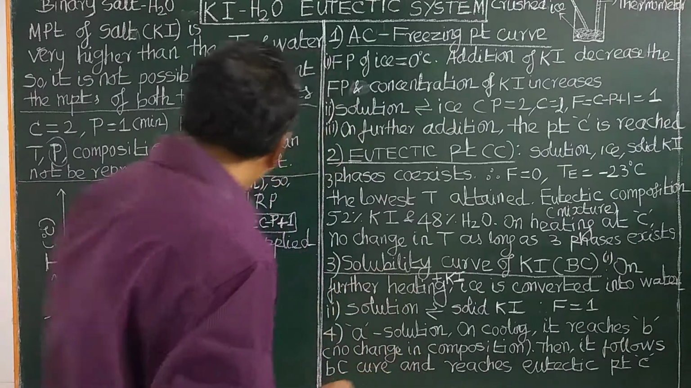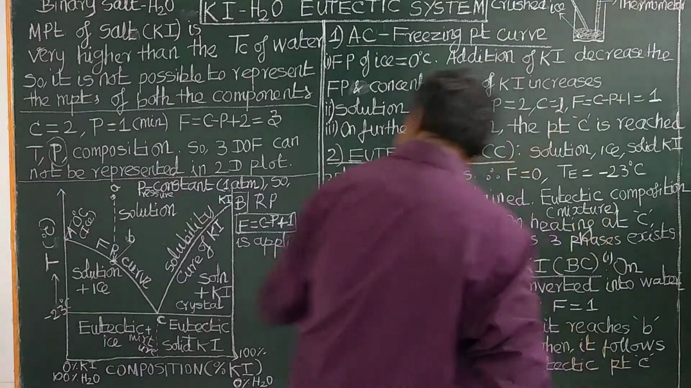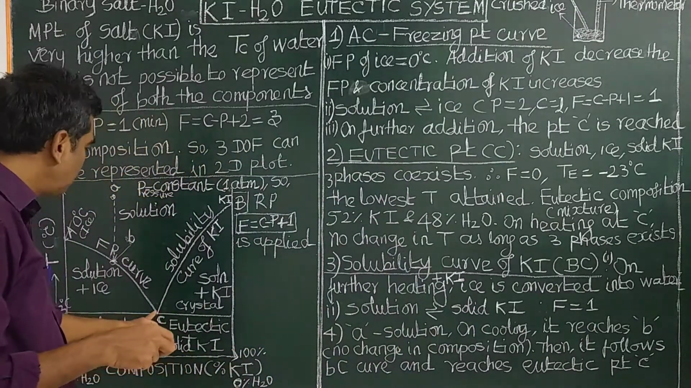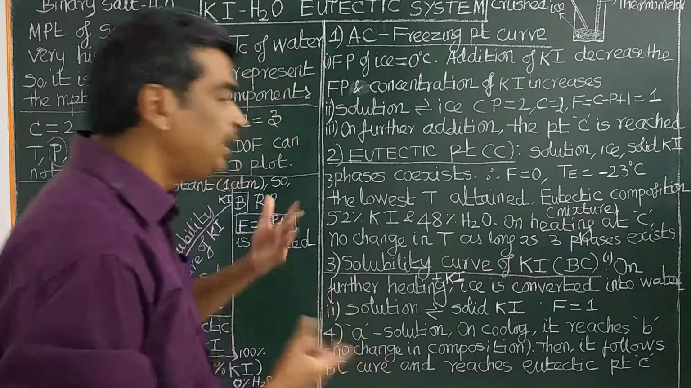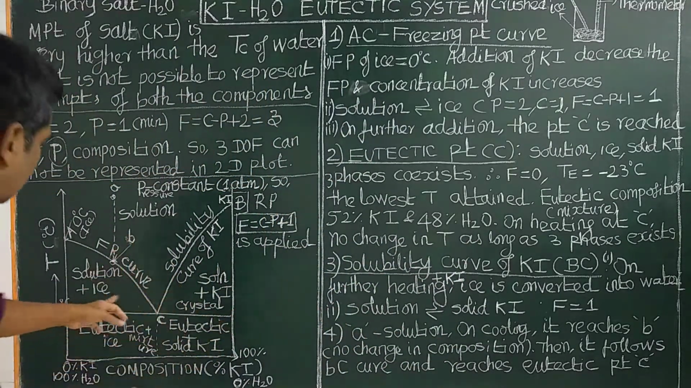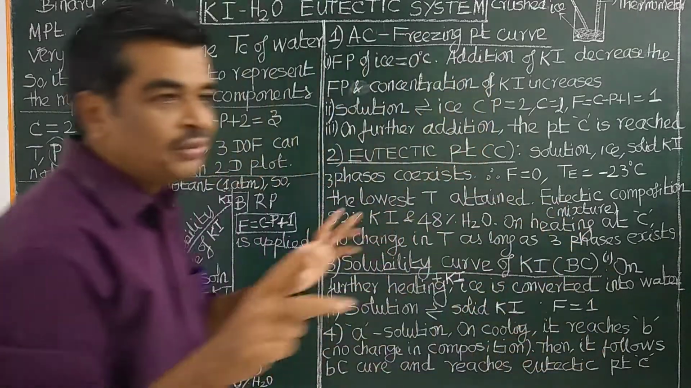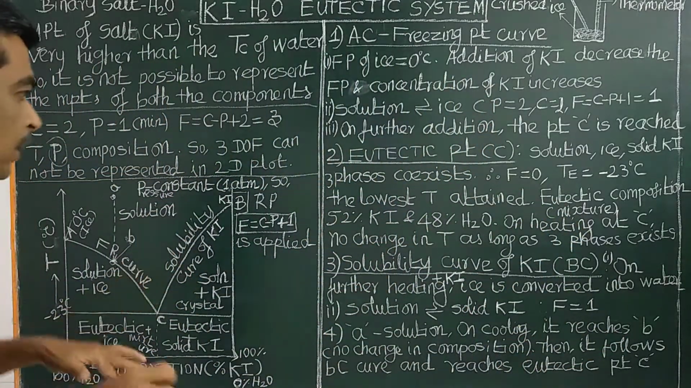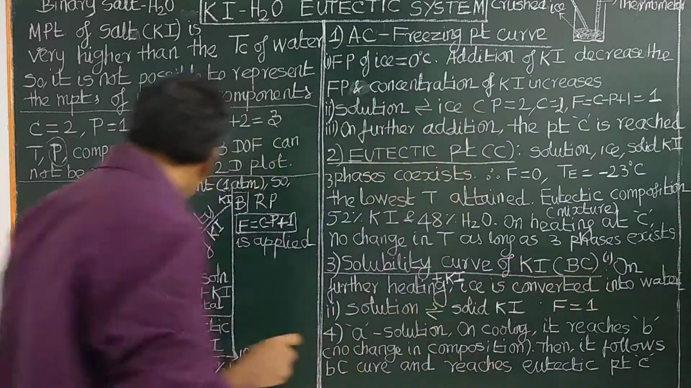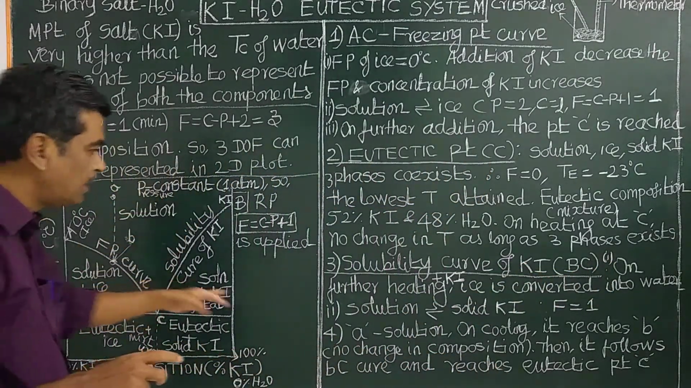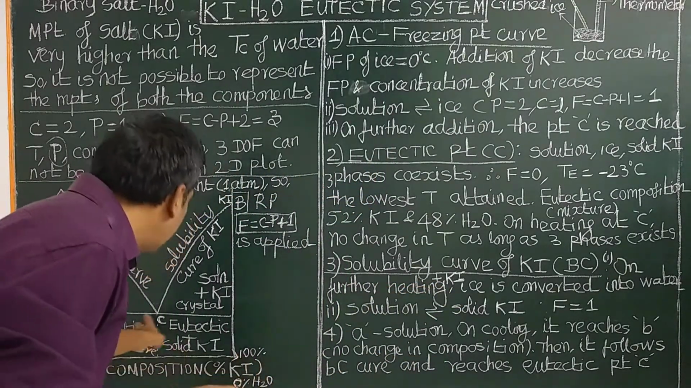Now, at point C, on heating, initially there is no change in temperature. See, when you heat, there will normally be an increase in temperature. But at point C, there is no change in temperature as long as three phases coexist. Remember, okay? On further heating, you are heating and adding Ka.